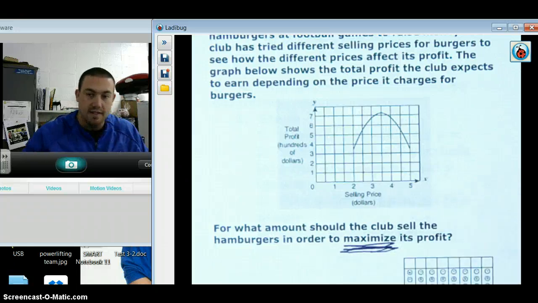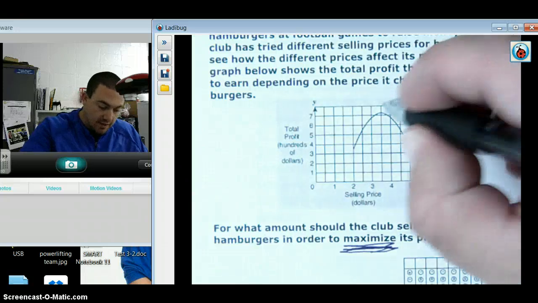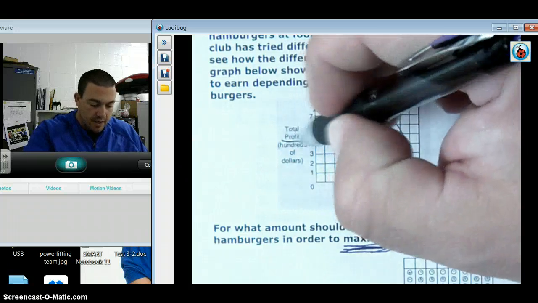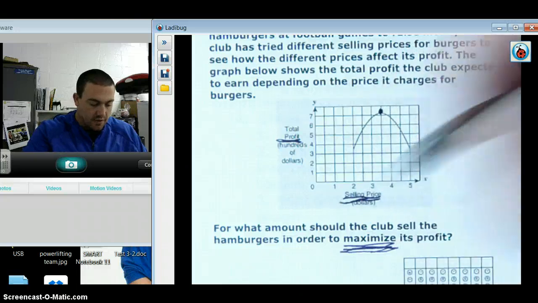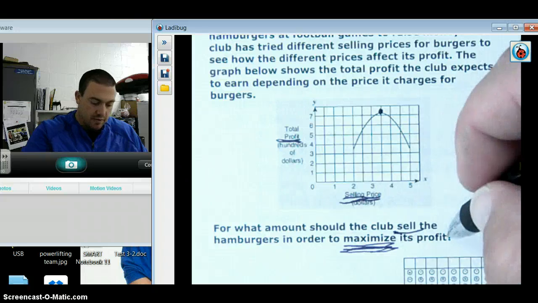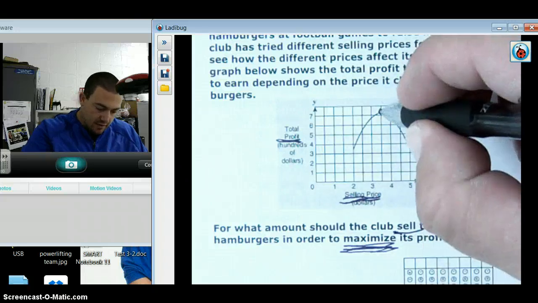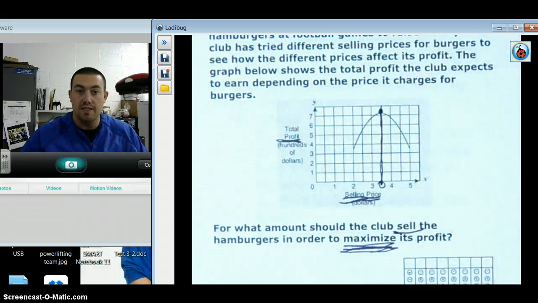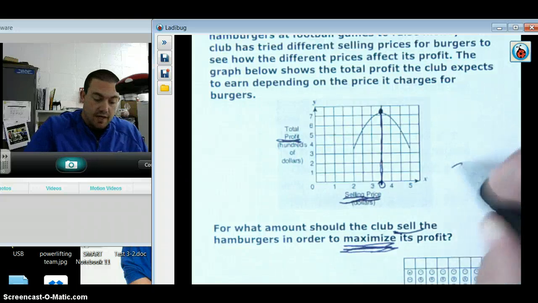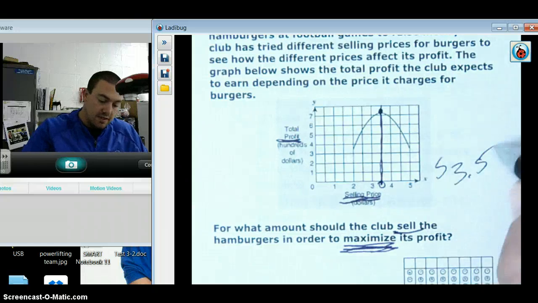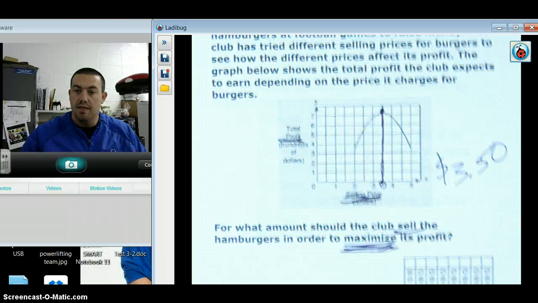Highlight, underline, maximize. All right? That's going to be talking about the maximum point on our graph. Well, that's going to be right here. That's going to be the total profit on the y-axis and the selling price right there. Well, we're looking for the selling price, right? How much should we sell the hamburgers for to get the maximum profit? Well, this point right here on the x-axis for the price is right in between 3 and 4. Well, if it's right smack dab in the middle, that's going to be 3.5. Now, we're talking about money, right? So $3.50.